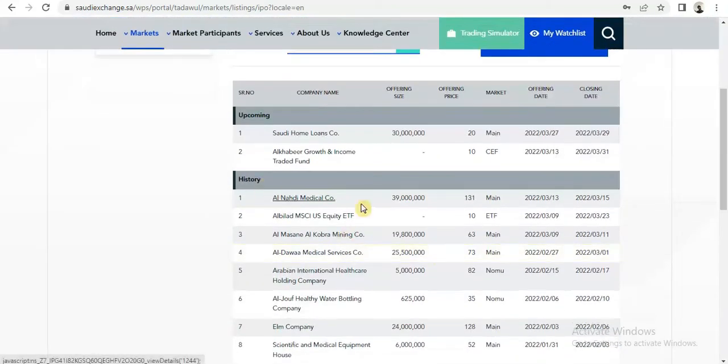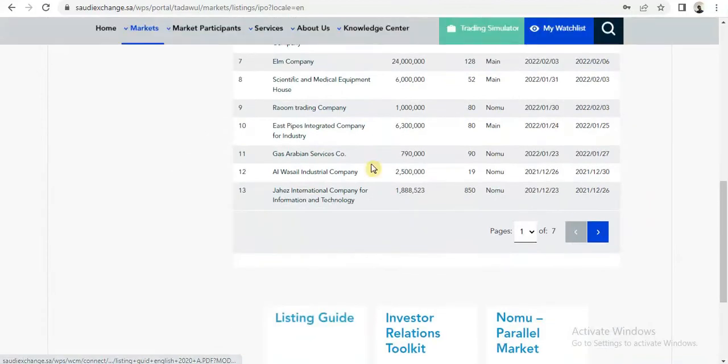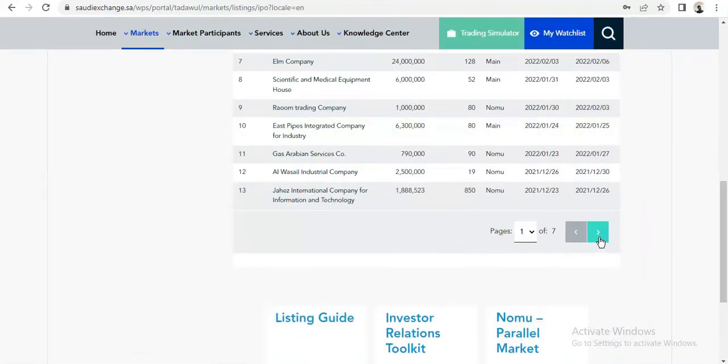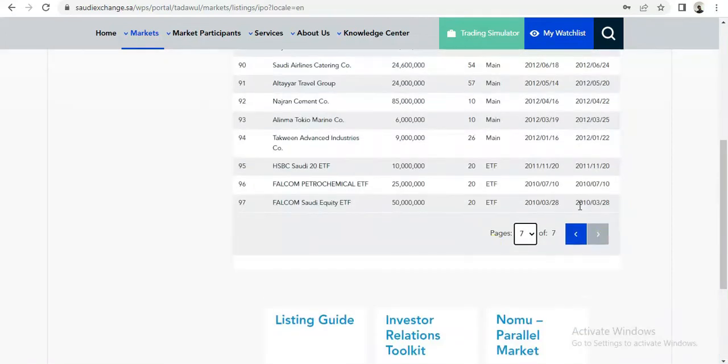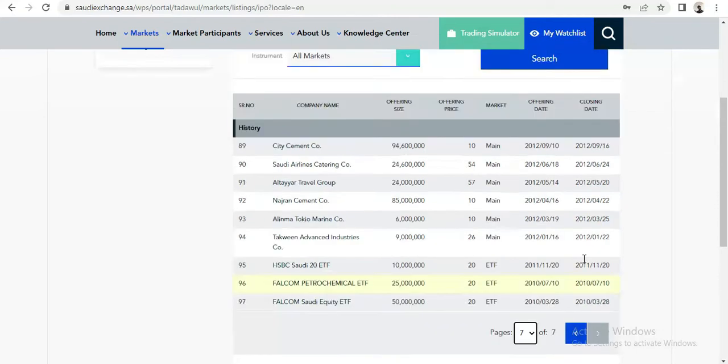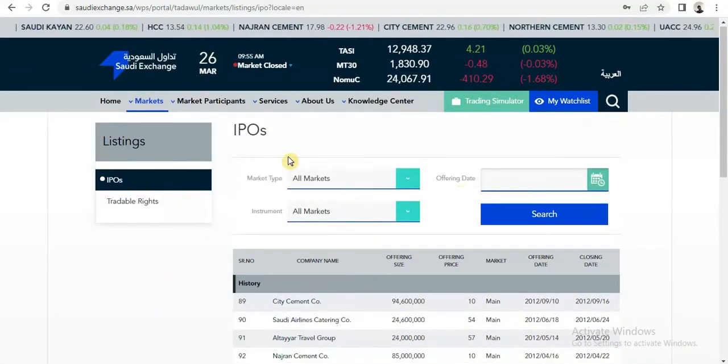Historical, if you want to check Al Nahdi, 39 million, price was 131, main, 13 March to 15 March. So if you want to check the historical IPOs and do some analysis on the history, at what date it started and what was the price and how it behaved in the first 3 days, you can check from there. These are the different pages, from 7. Here you can see that 28th March 2010 was the first time an IPO was started. So this is how you check the upcoming and historical IPOs.